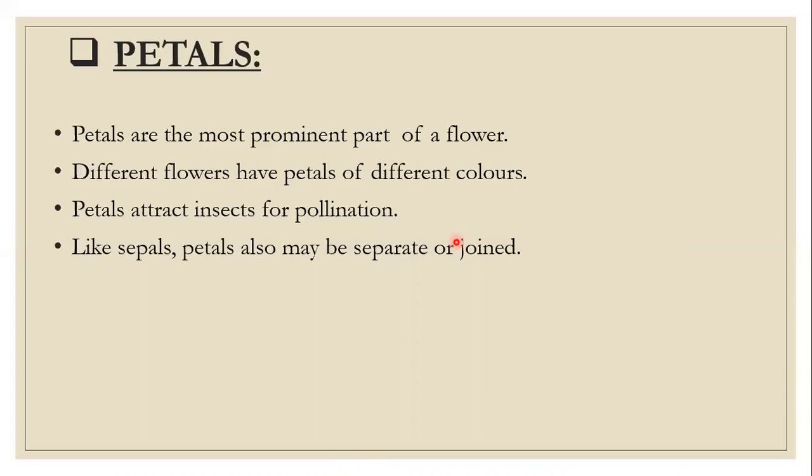What is the function of the sepals? The function of the sepals is to protect the flower in the bud condition. In the same way, the function of the petals is to attract insects for pollination. And how can they attract the insects? Because of their color or smell. Because of the color or the smell, they attract the insects for pollination. And like sepals, the petals also may be separate or joined.